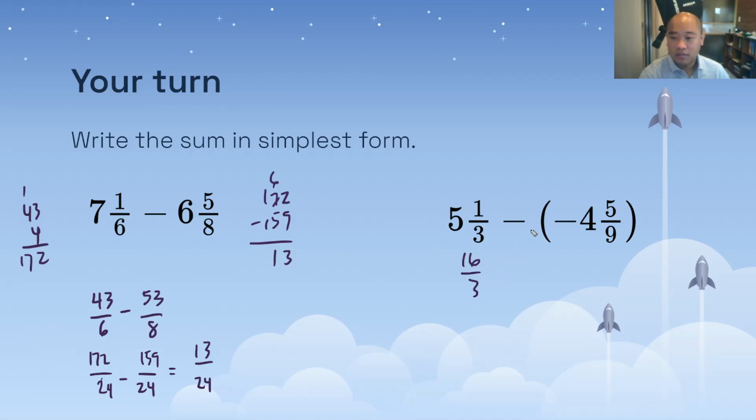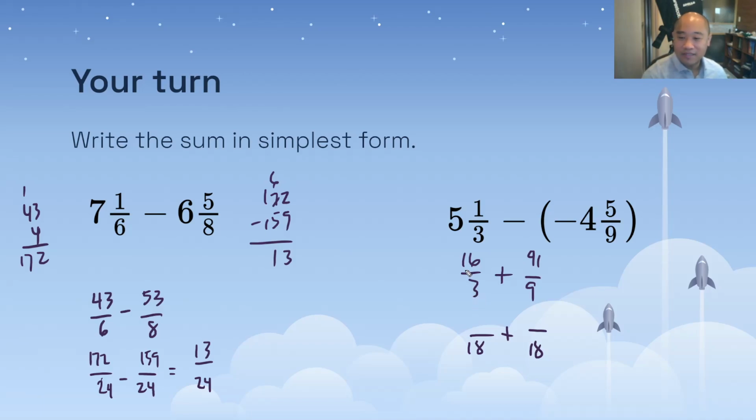Plus a negative is the same thing as plus. 4 times 9 is 36. 36, 41. 41 over 9. This is going to be 27. Oh, wait. No, it's going to be 18. Yeah, it's going to be 18.